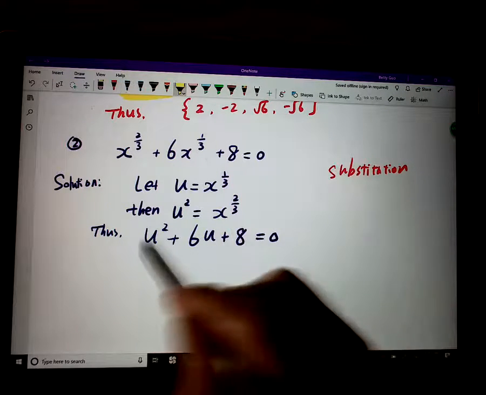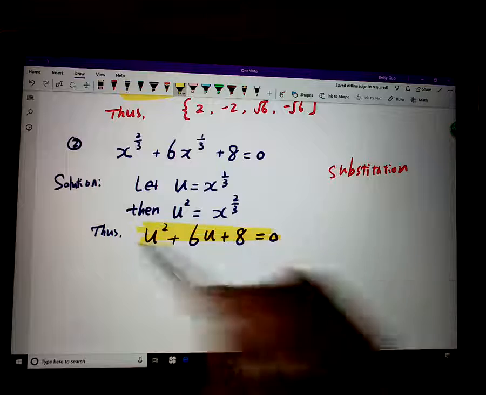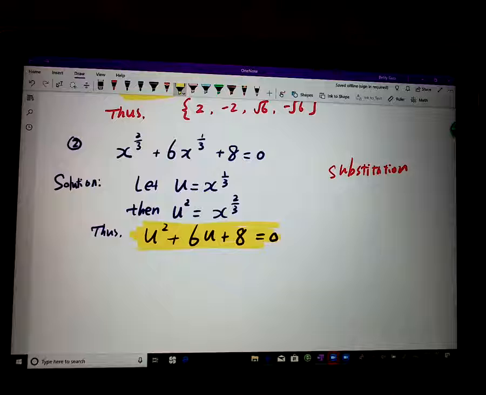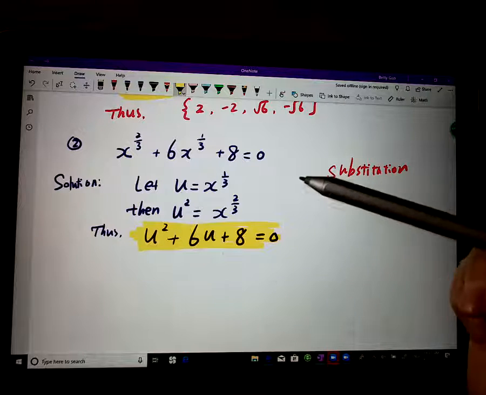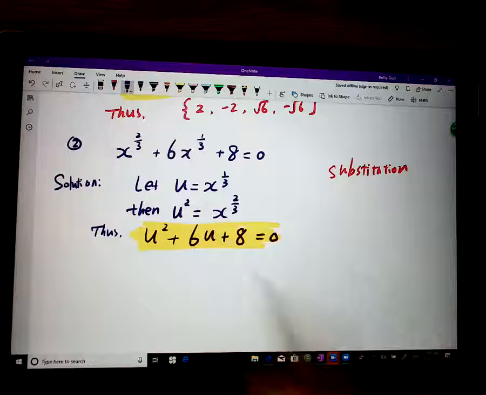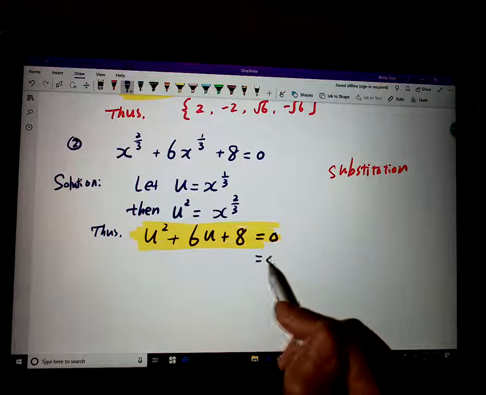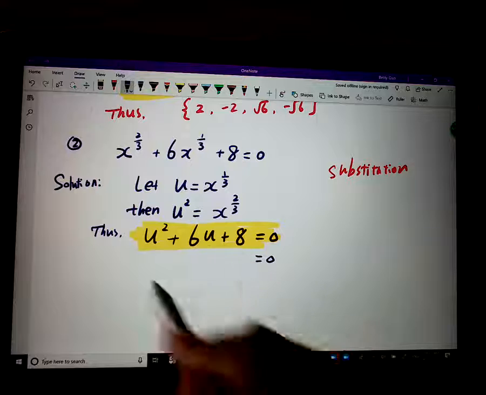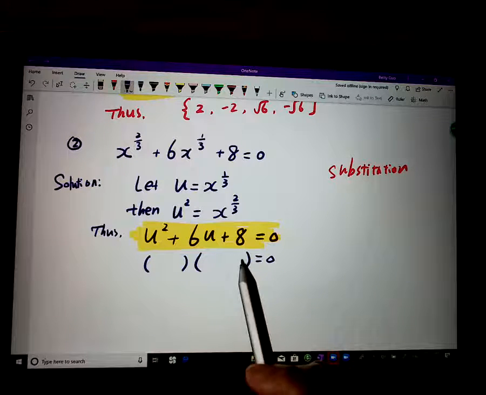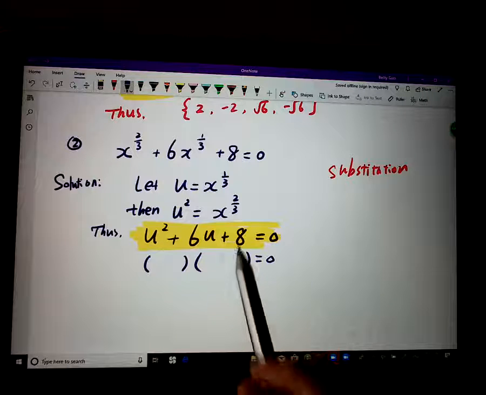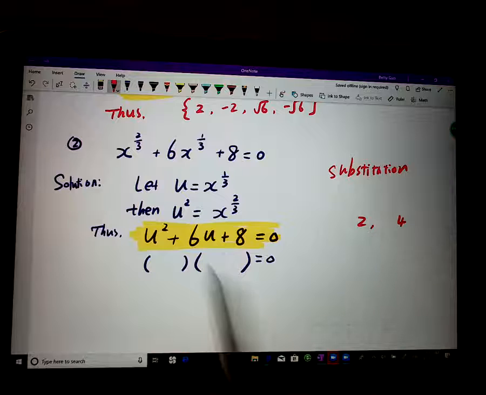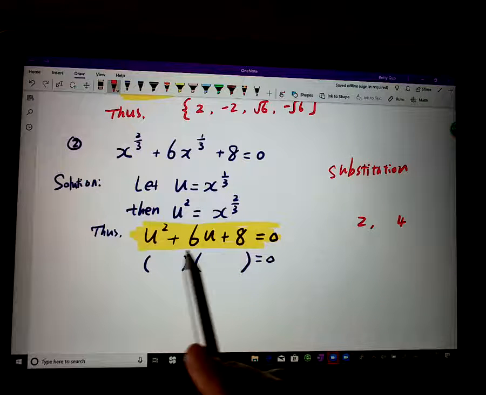This equation is a quadratic equation in u. Okay, we're going to solve for u first and then go back to the values of x. Whatever method you prefer, I'm going to factor again because it's so simple. We can tell the two integers are 2 and 4, because 2 and 4 multiply to 8 and add up to 6.